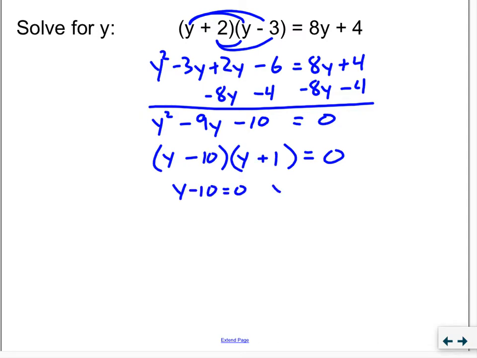Y minus 10 equals 0. Y plus 1 equals 0. So my two answers are y equals 10 and y equals negative 1. Hey, don't forget this is one you could check as well. Plug in 10. Plug in negative 1. When you plug in 10 for every y first, you should get the same answer on both sides. Plug in negative 1, same answer on both sides. Yep, you can check all these.